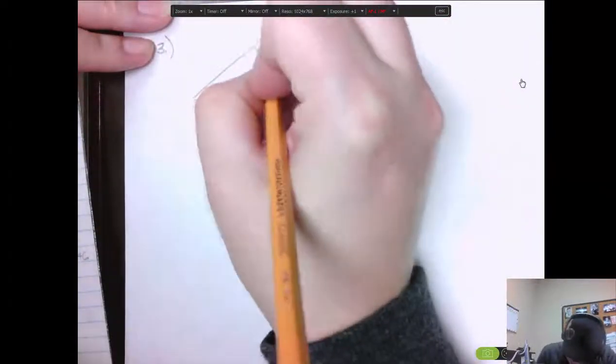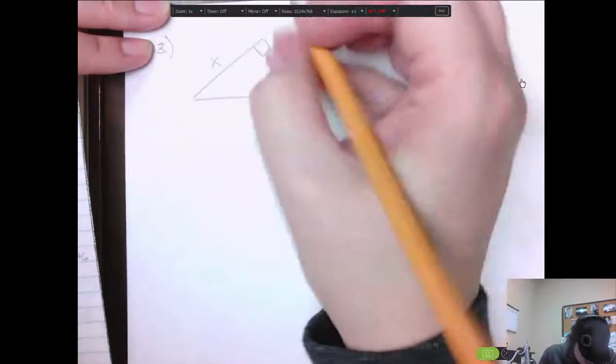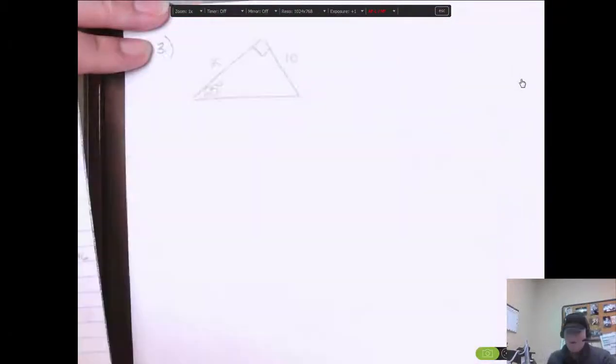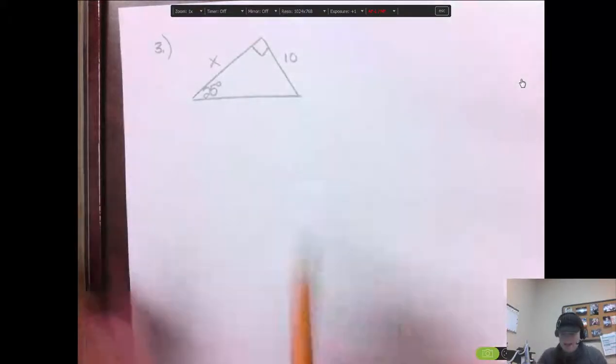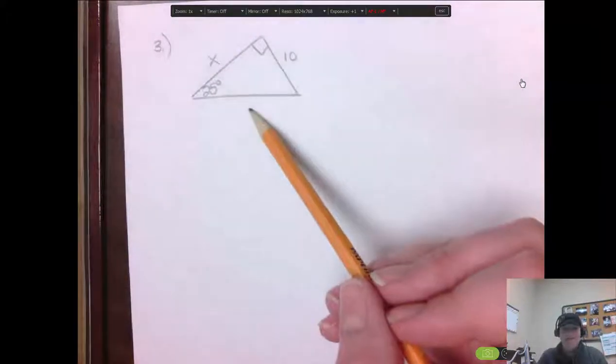This is my 90 here, and let's say this is x, this is 10, and this one is 25 degrees. Okay, so what do we have from our degrees? We have two other sides, right? We have opposite and we have adjacent because this one's hypotenuse.